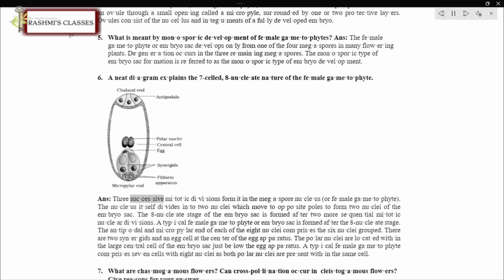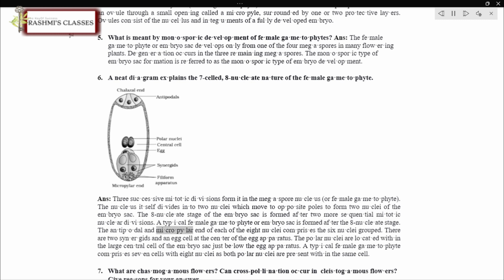ANS. The female gametophyte is formed from the megaspore nucleus by three successive mitotic divisions. The nucleus divides into two nuclei which move to opposite poles, forming the two nuclei of the embryo sac. The 8-nucleate stage of the embryo sac is formed after two more sequential mitotic nuclear divisions. A typical female gametophyte, or embryo sac, is formed after the 8-nucleate stage.